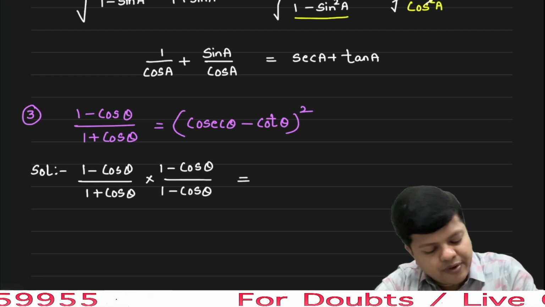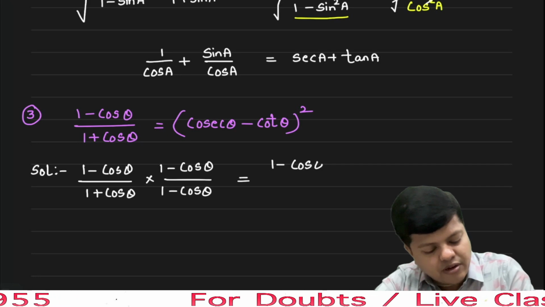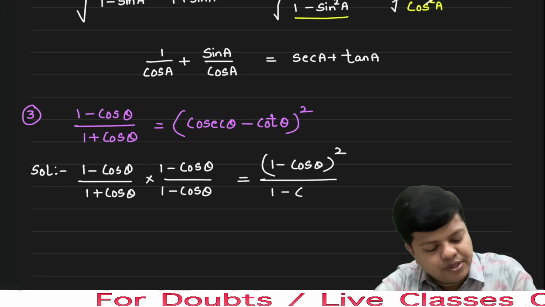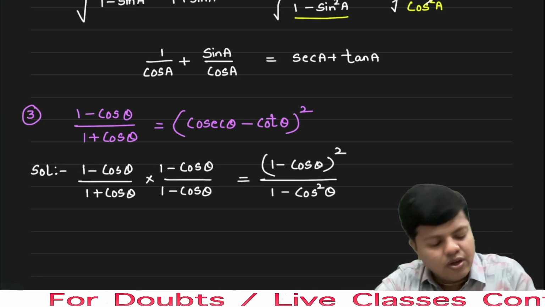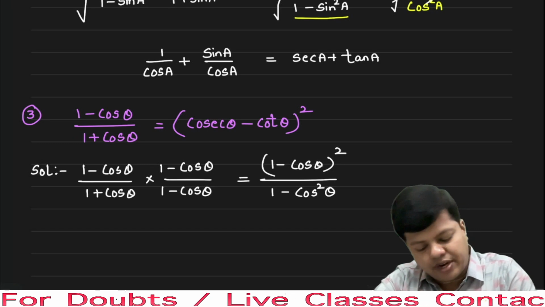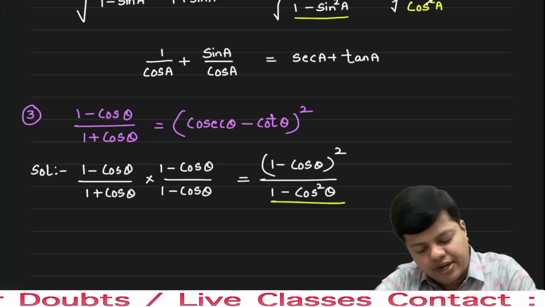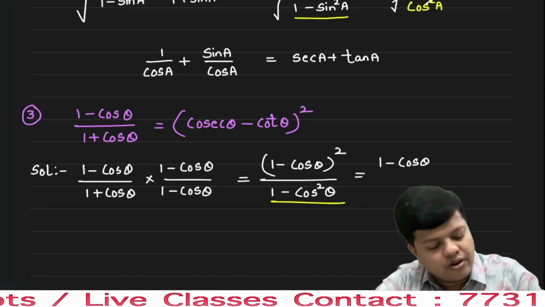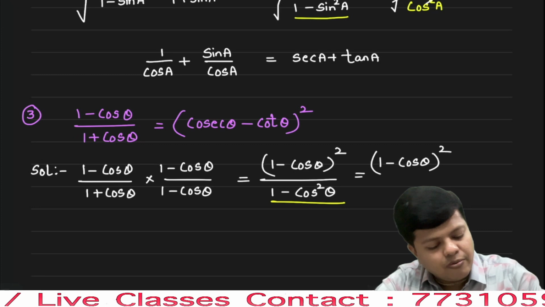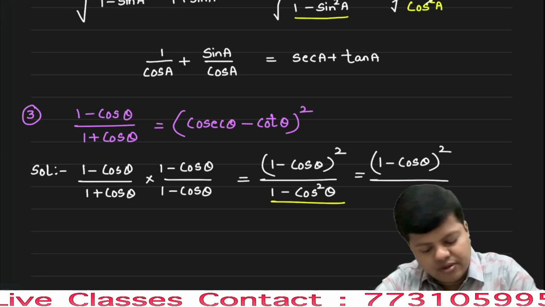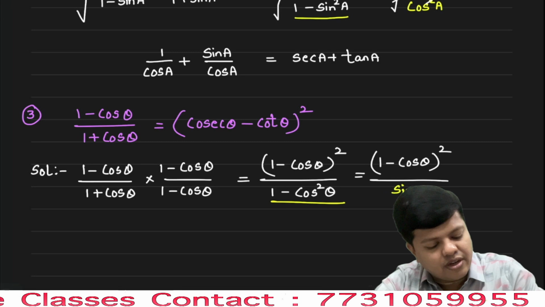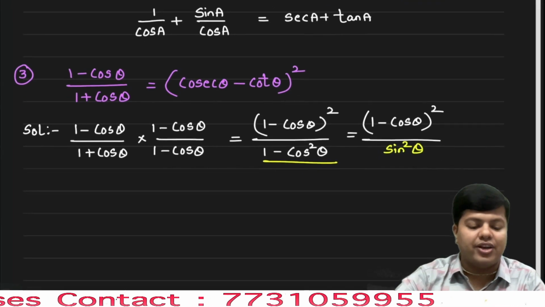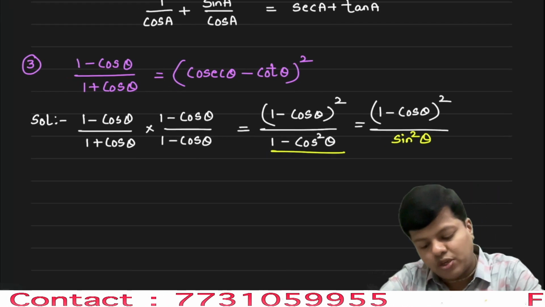So in the numerator you will get 1 minus cos theta whole square. In the denominator you will get a plus b into a minus b, means a square minus b square. That is, a square, 1 square is 1 only. 1 minus cos square theta. And student, 1 minus cos square theta is sin square theta. So 1 minus cos theta whole square by sin square theta. There is a square in numerator and denominator, you can write as whole square.